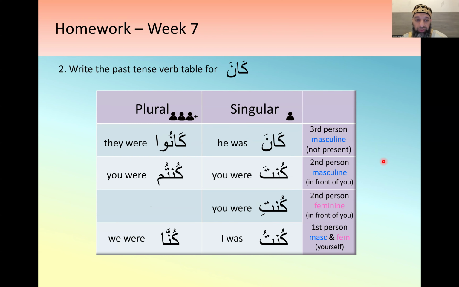So the next one was do the same for kana. Kana means to be, it means he was. So kana, he was. Kanu, they all were. And then it's not going to be kanata. You have to make the same adjustment you have to make for qala. You put a dhamma on the first letter, and now it becomes easy to say and it flows. So kunta, kuntum, kunti, kuntu, kunna. So that's all that was a requirement to do, was to write down, repeat, and go over the tables, because these verbs come in the Quran quite a lot.